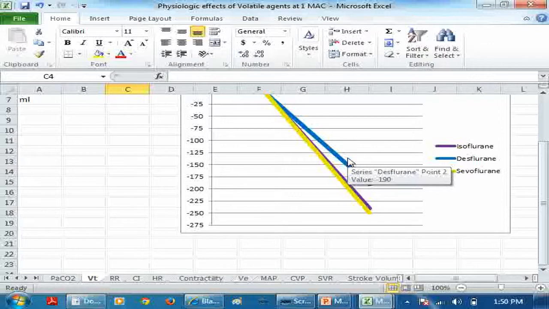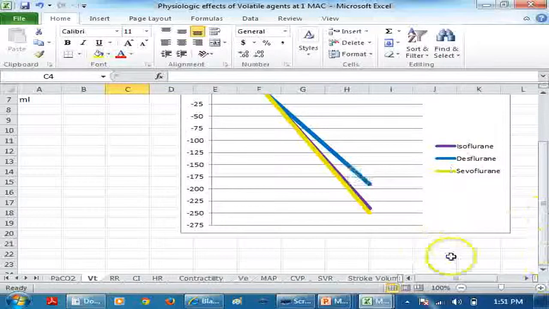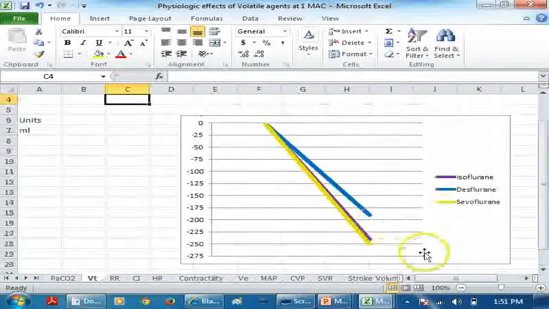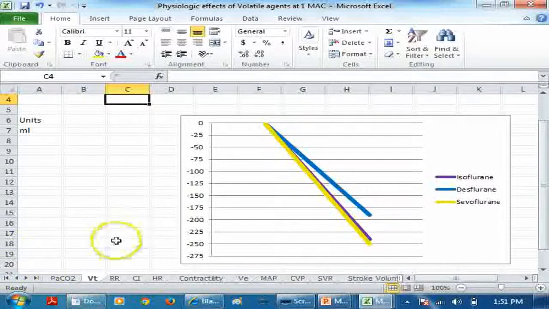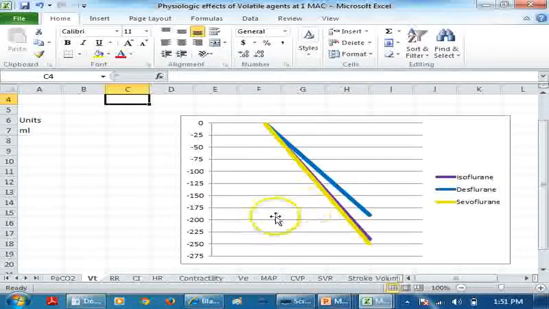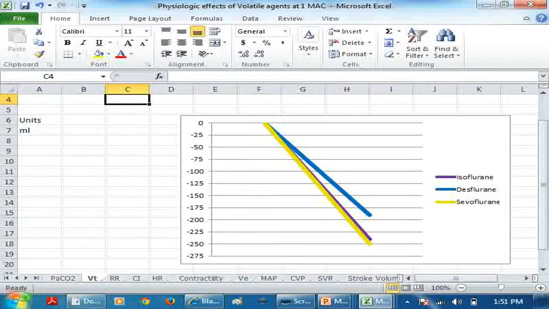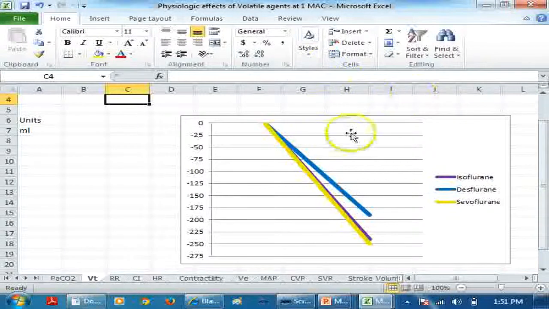So tidal volume has to go down, or rate has to go down. So let's see what happens here. Well, at 1 Mac, I have the 3 modern agents, and I see that sevoflurane and isoflurane decrease tidal volume a little bit more than desflurane, but they all drop. Okay, they all decrease tidal volumes.